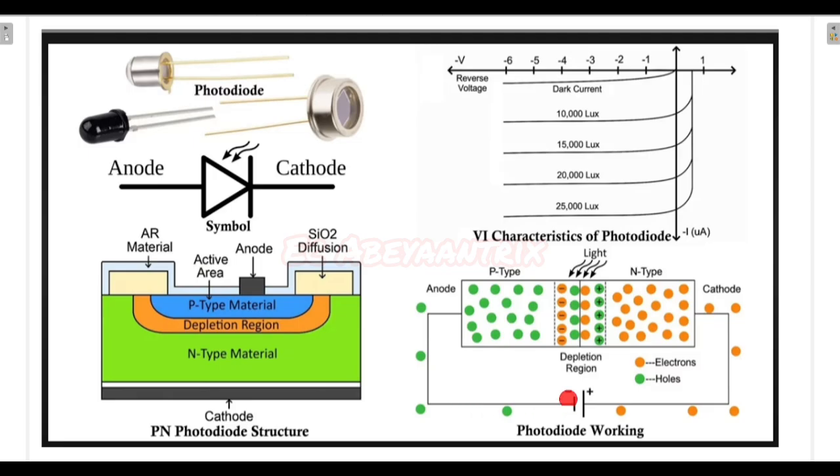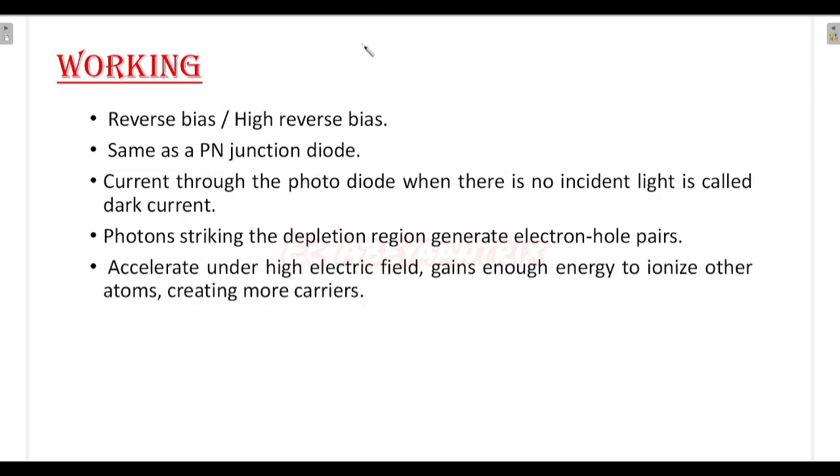The positive terminal is connected to the negative terminal of the battery, and the negative terminal is connected to the positive terminal of the battery. That is, this operation is reverse bias operation. As I have said earlier, a photodiode is mainly useful in reverse bias mode. That too, in high reverse bias mode, more amount of photocurrent is generated. That is in avalanche mode. We can say that mode as avalanche mode, that is high reverse bias mode, right? And coming to VI characteristics, before that we can learn about the working.